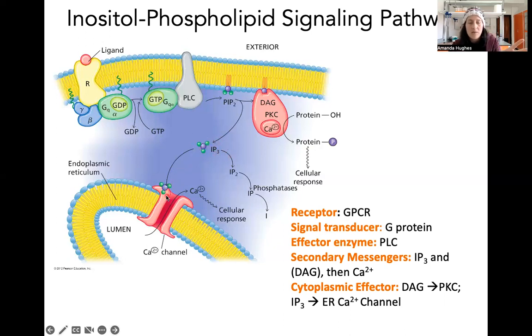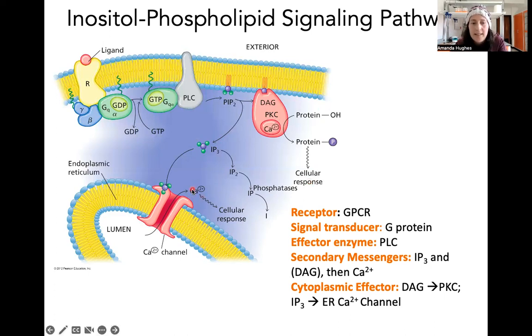IP3 binds calcium channels and opens them up in the endoplasmic reticulum, and calcium floods into the cytoplasm, which can elicit some type of cellular response. It could be something like creating an action potential. And then diacylglycerol binds protein kinase C, and protein kinase C goes around and changes the phosphorylated states of proteins, which switches their activity from an on to an off state or an off to an on state, which will cause some other additional cellular response.